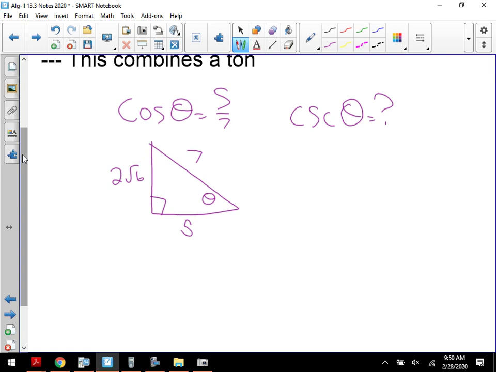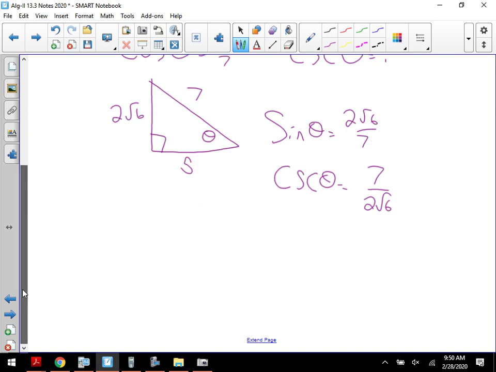Cosecant is the reciprocal function of what? Sine. So you have to find the sine of theta. So the sine of theta is opposite over hypotenuse. So the cosecant would be hypotenuse over opposite. Then you have to rationalize. When you rationalize that, it's pretty quick. You get 7√6/12. Okay?